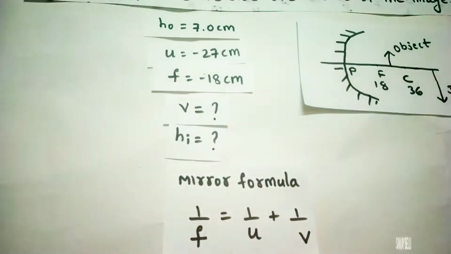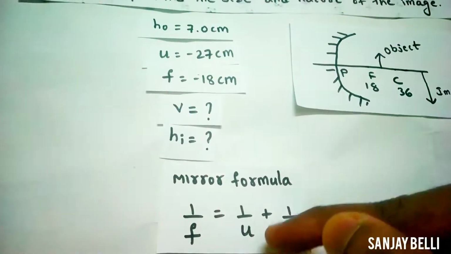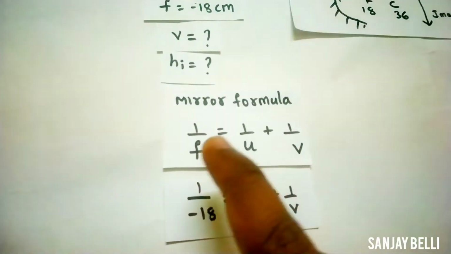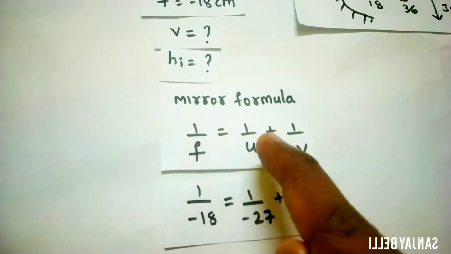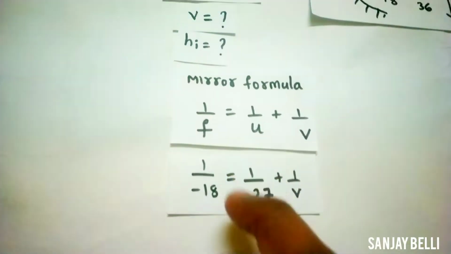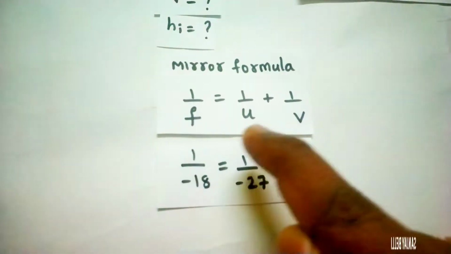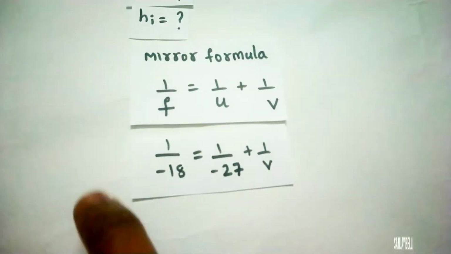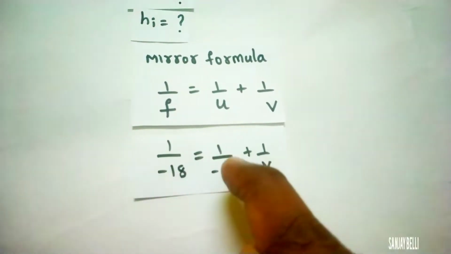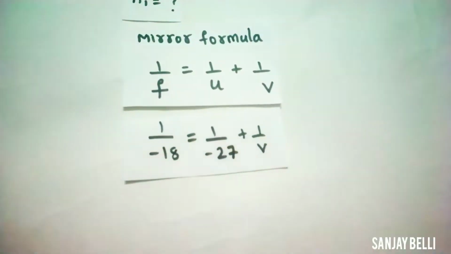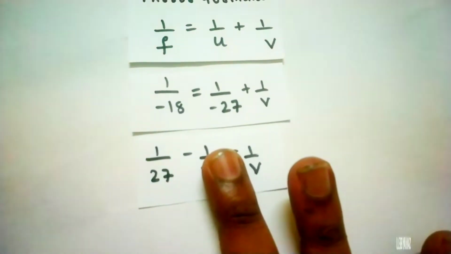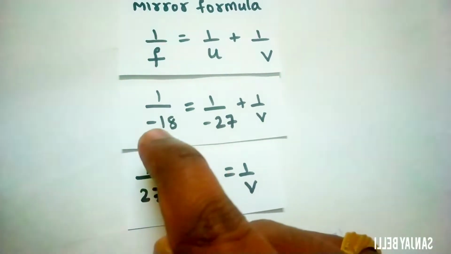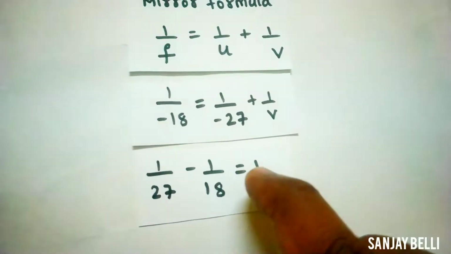So what is your F value? Minus 18, and U value minus 27. Substitute here. So here F means minus 18 and U means minus 27. Now what do we have to do? This 1 by minus 27, you have to shift towards the left side. Once we shift towards the left side, what will happen? This 1 by minus 27 will become a plus. Here you can see, shifting 1 by minus 27 towards the left side, it will become positive. Here minus 18 like that only will be there. Minus 1 by 18 equals 1 by V.